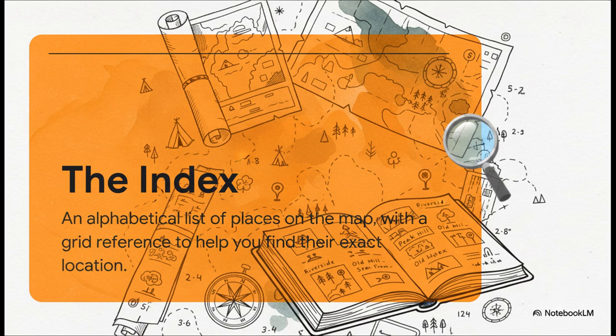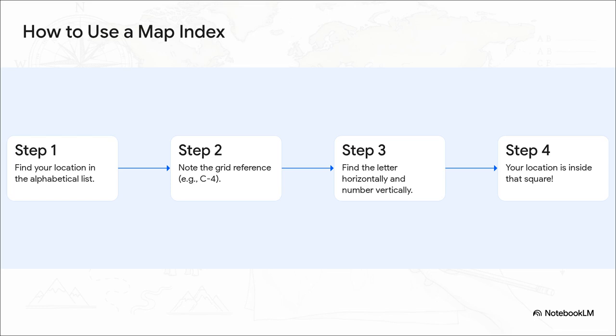And right next to each name, you'll see a grid reference, usually a letter and a number. It's kind of like playing a game of Battleship, but for finding real places. And using it could not be simpler, seriously. First, find the place you're looking for in the alphabetical list. Next, just grab that grid reference. Let's say it's C4. Then you go to the map itself, run one finger down from the letter C at the top, and another finger across from the number 4 on the side. And boom, the square where your fingers meet is exactly where you need to look.